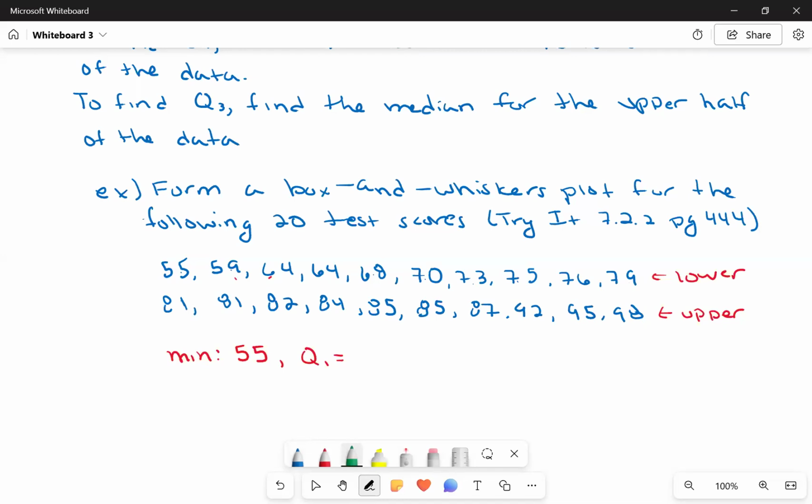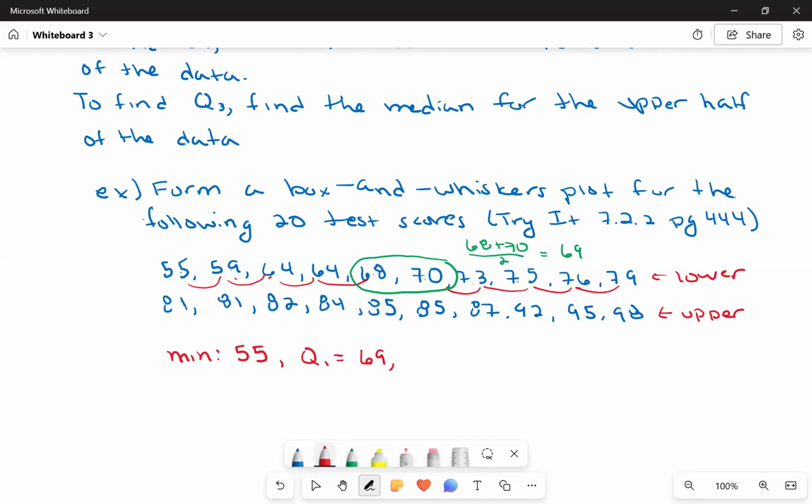We actually need to count 4 in. 1, 2, 3, 4. 1, 2, 3, 4. Oh, there they are. Those are the middle two. If I tried to count 5, there wouldn't be anything to count into. Okay, so we're going to take the average of those two. 68 plus 70 divided by 2. That's actually going to come out to 69.